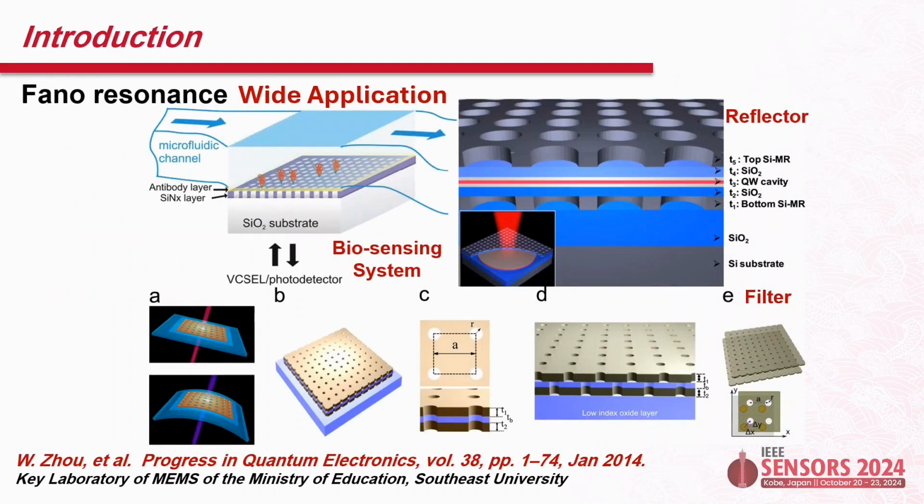Fano resonance is widely used in biological sensors, reflectors, filters, and many other applications due to its unique asymmetry. The potential to enhance sensing performance by applying Fano resonance in resonance sensors is highly promising.